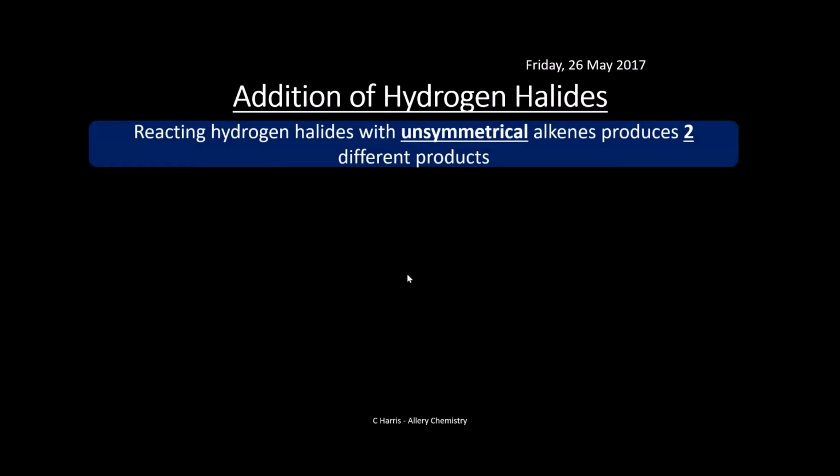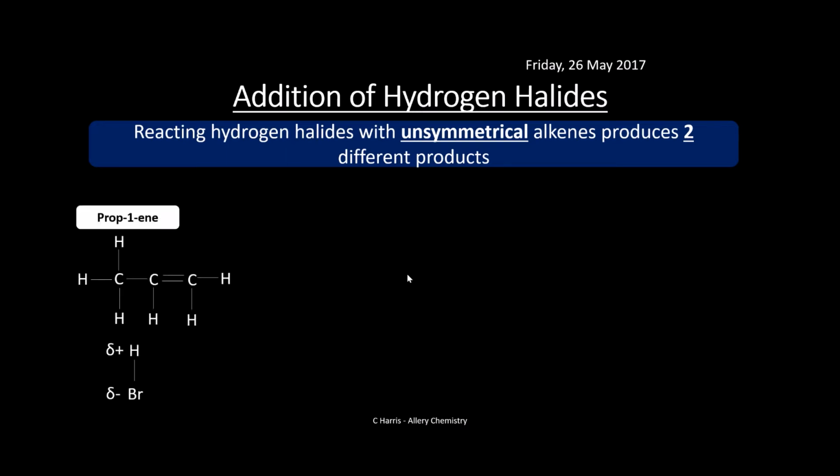Okay, so reacting hydrogen halides with unsymmetrical alkenes actually produces two different products, a bit like the sulfuric acid example that we'd seen before. So let's show how that works. Here's propene. You can see this is an unsymmetrical alkene because the double bond's on one side. And we have the HBr here, as you can see, the hydrogen and the bromine.